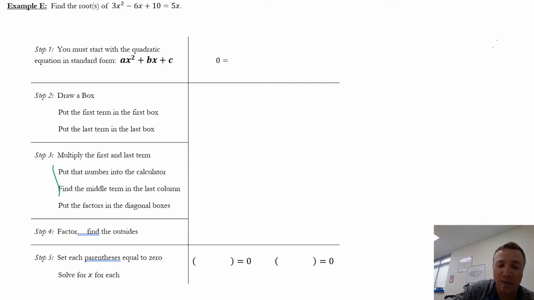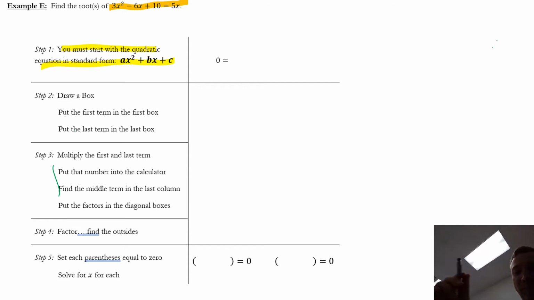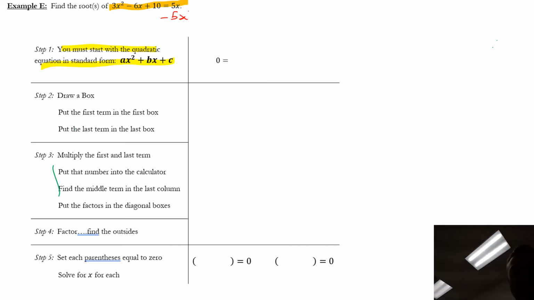Now once again, we see that step 1 is to simply get it. You must start in standard form. So if we're looking at our original equation up here, it's not set equal to 0. Right now it's set equal to 5x. So what we need to do is get it equal to 0. So to do that, I know I can simply subtract this 5x from both sides of the equation.